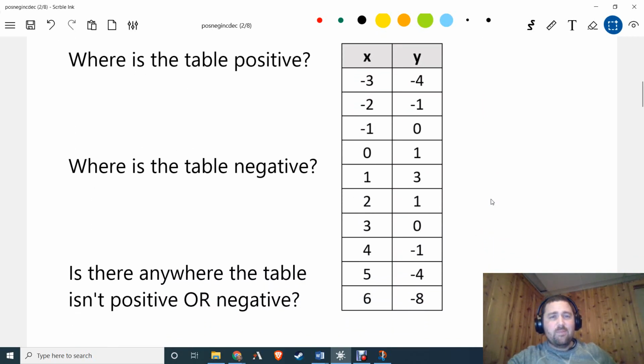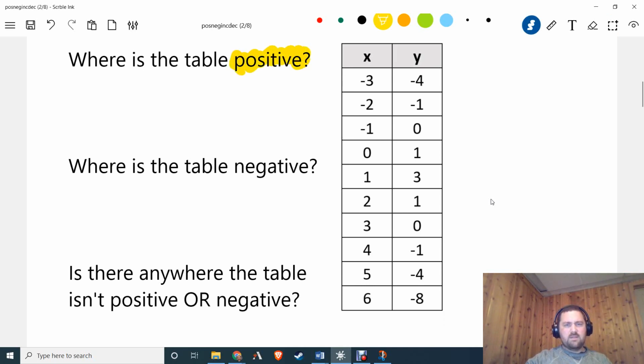Here we have a table, and our first question here is where is the table positive? Positive seems like probably an important word in this. Where is the table positive? Another question we have is where is the table negative? And our last one is, is there anywhere the table isn't positive or negative?